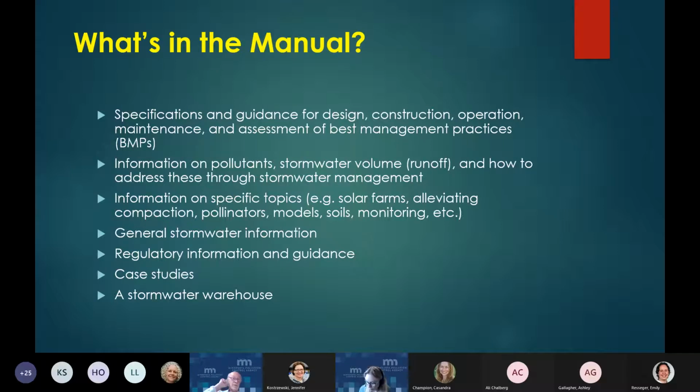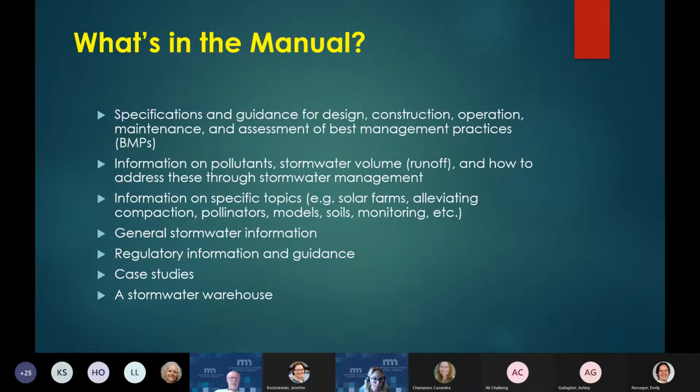It contains information on various pollutants, stormwater volume, how to manage volume, runoff, and how to address these through stormwater management. There are several pages on specific topics, such as a page on solar farms, a page on alleviating compaction, information on pollinators, models, soils, monitoring, etc. There is general stormwater information: what is stormwater? That's geared towards more general audiences, obviously. There is information on regulations. The Pollution Control Agency obviously is the permitting authority for stormwater in the state, and so the manual supports our permits.